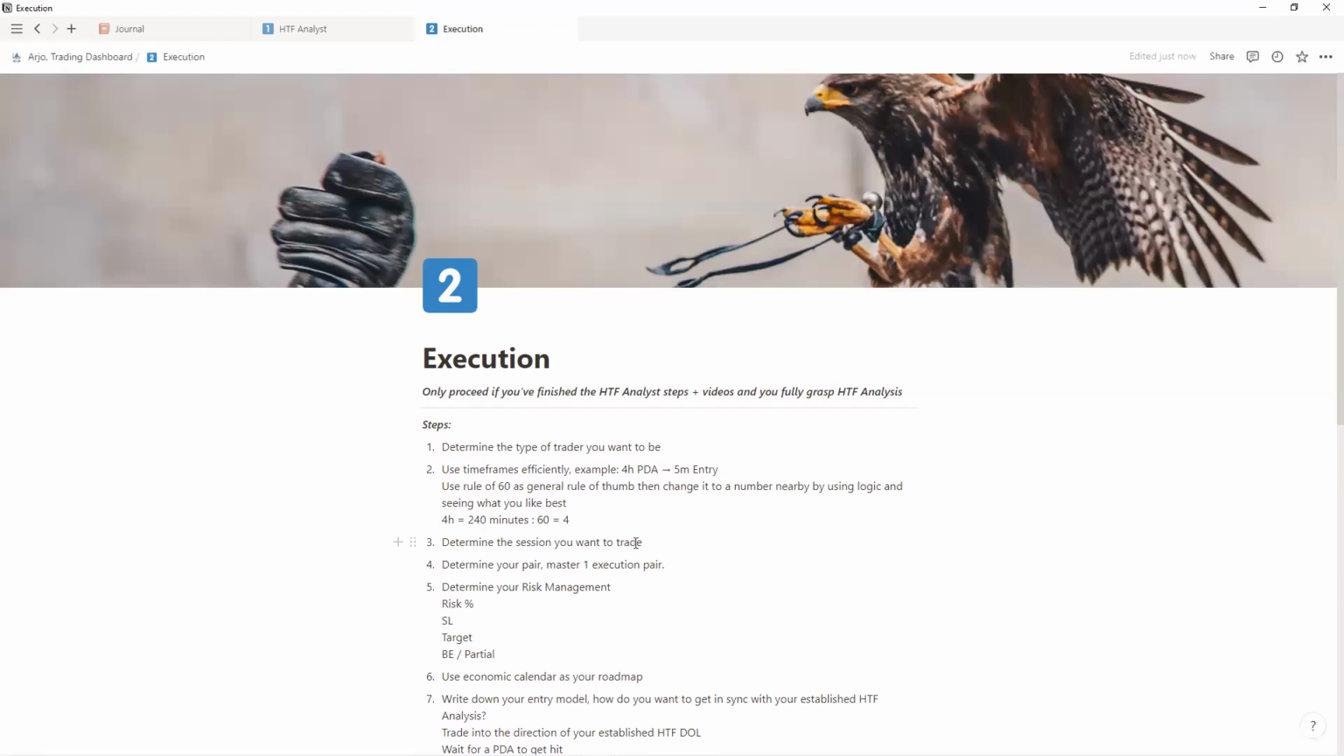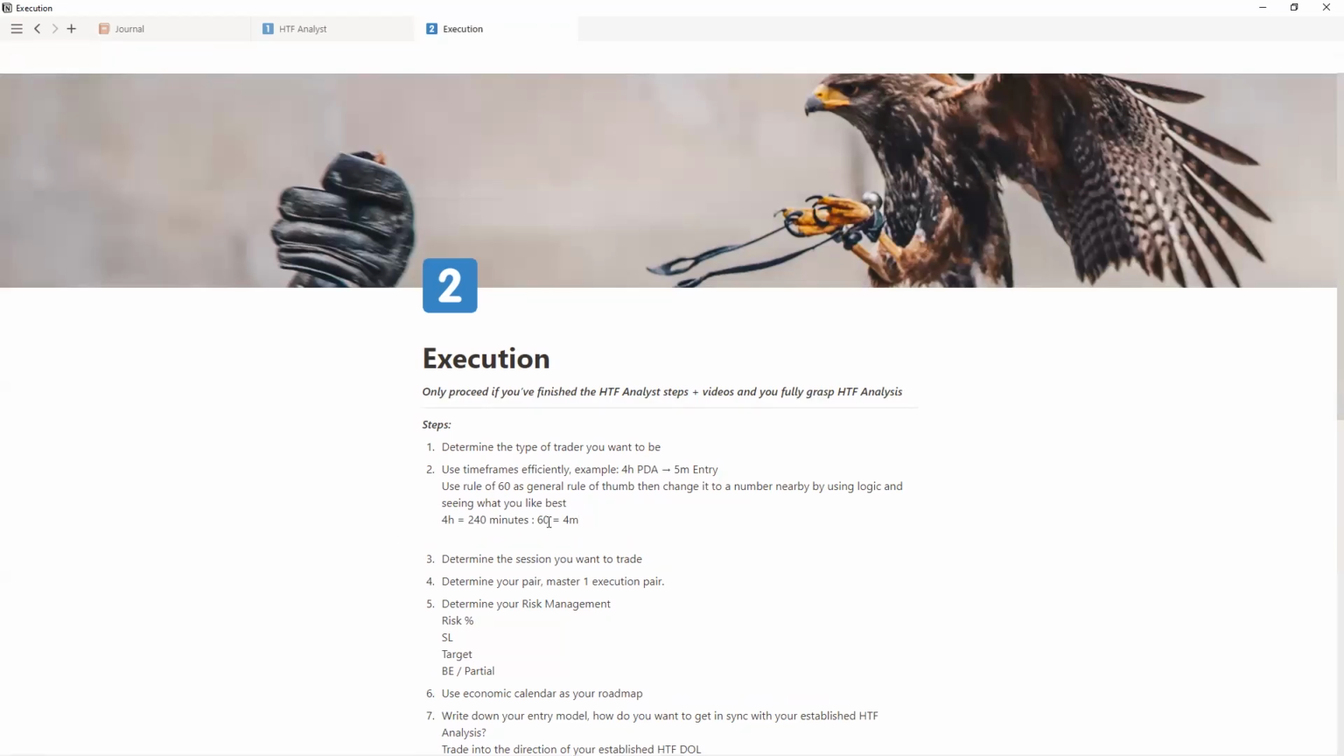So I don't want to use a 4 minute time frame for my entries because that's very specific. I just don't like it. The normal standard is 1 minute, 5 minute, 3 minute, 15 minute, 30 minute, like it's very specific to use a 4. So I just like to go to the nearby number, and by using logic and seeing what you like best, okay, 5 minute entry. Then I use an exercise, which we'll get into later, to determine if I like this entry time frame.